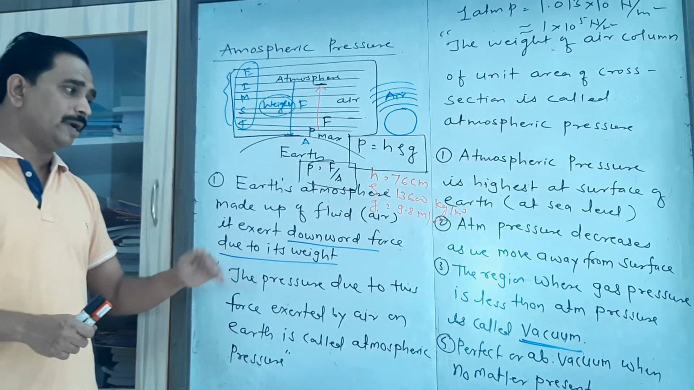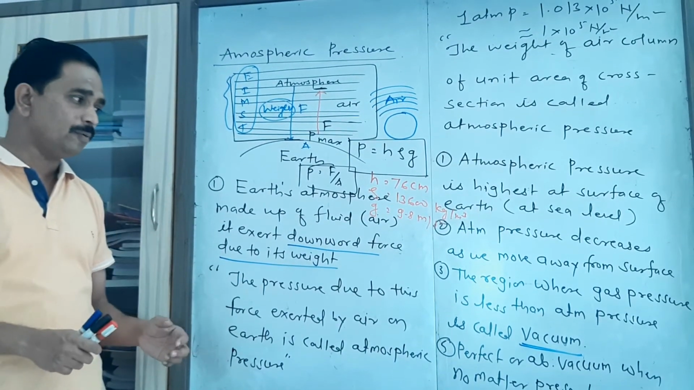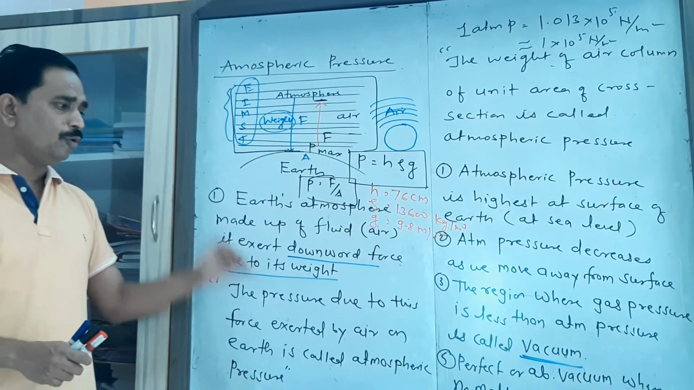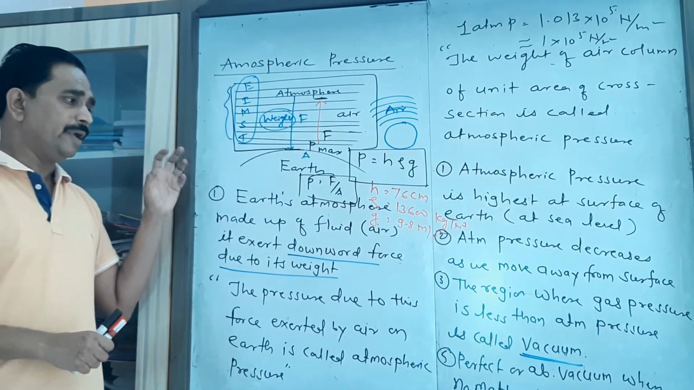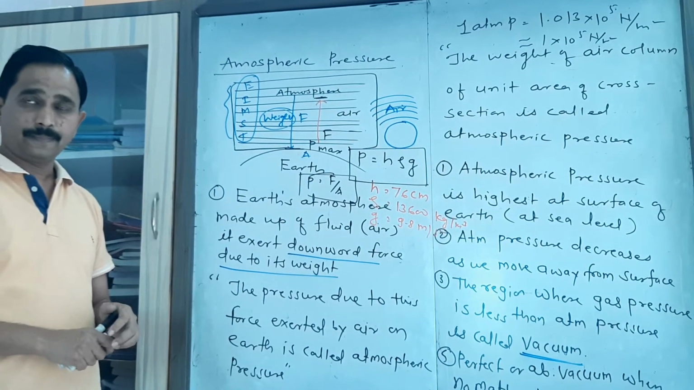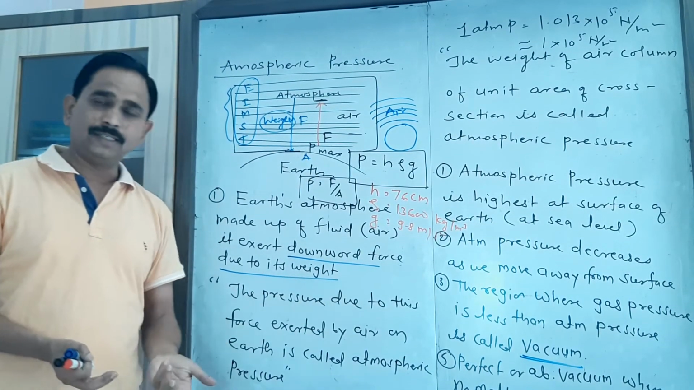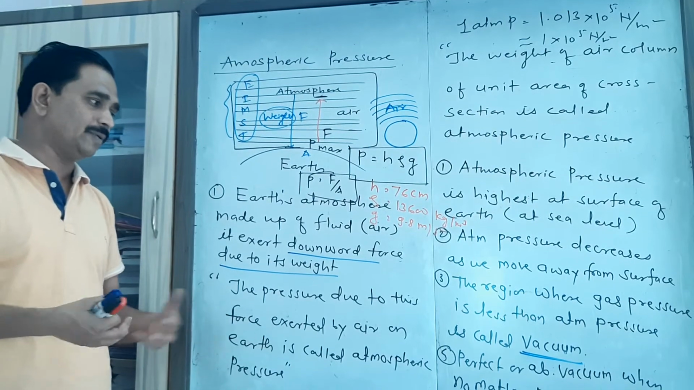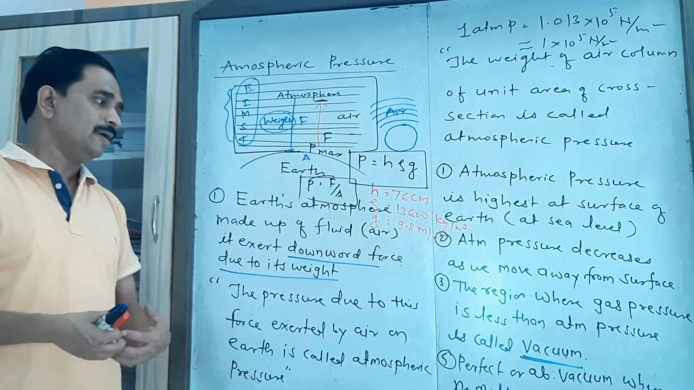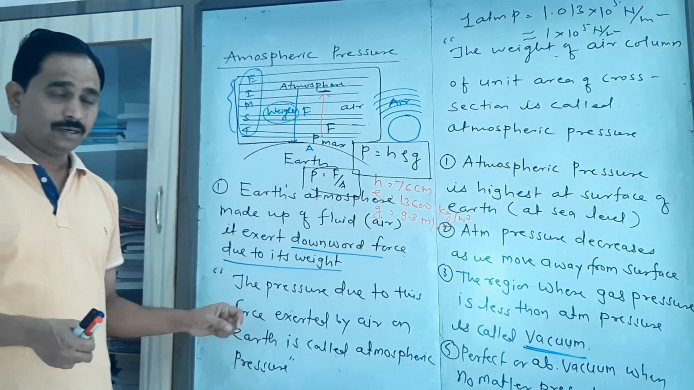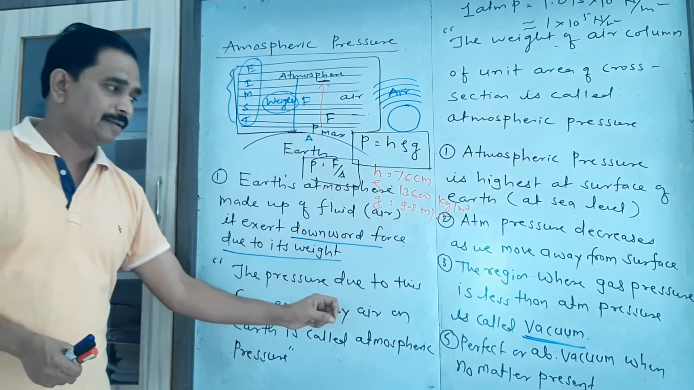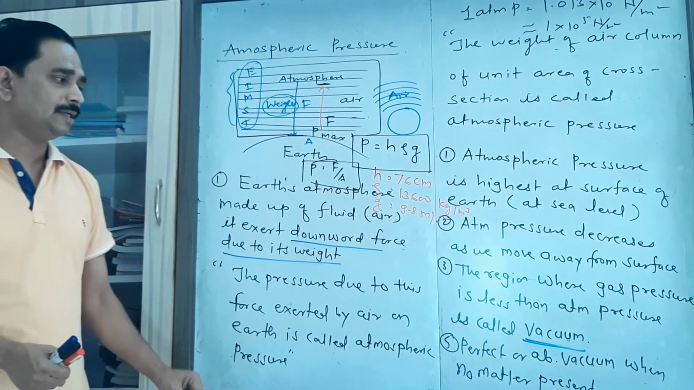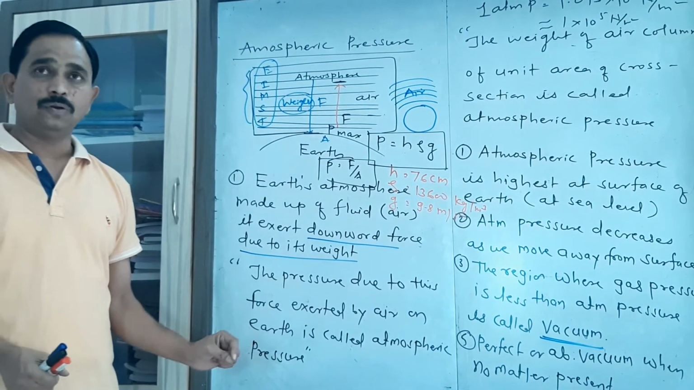And when it is called absolute or perfect vacuum, there is no matter present in that region. It means there is very little pressure. If the matter is not present, then force is not present. That's why pressure is not present. So that region where the pressure is very, very small, negligible, is called the perfect or absolute vacuum.